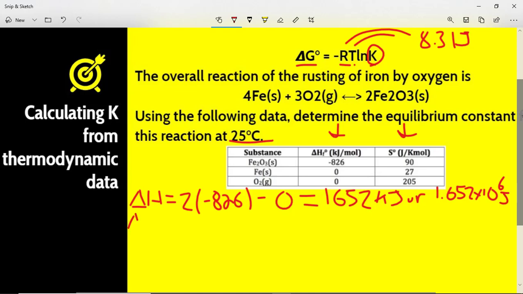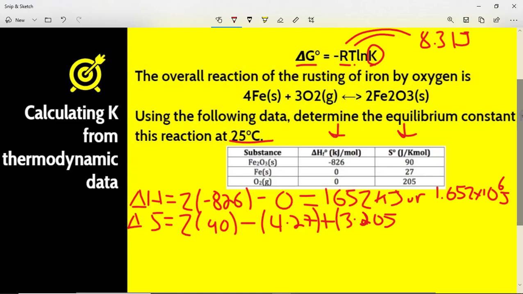We do the same thing to calculate delta S. Delta S, we have 2 times 90 minus 4 times 27 plus 3 times 205. That's going to give us a value of negative 543 joules.